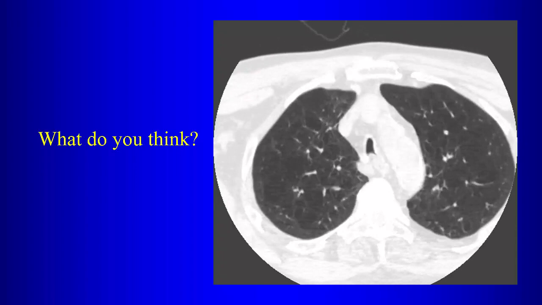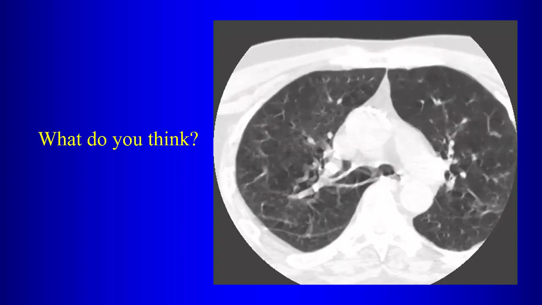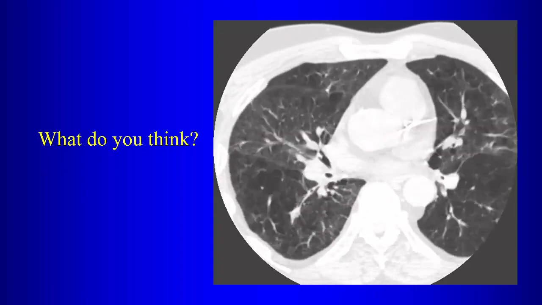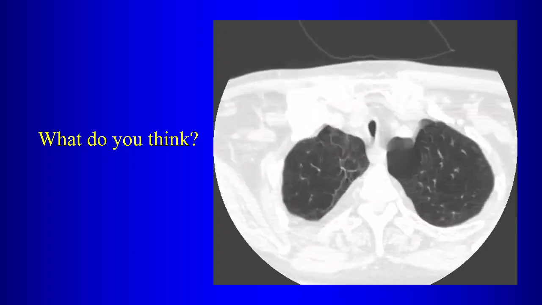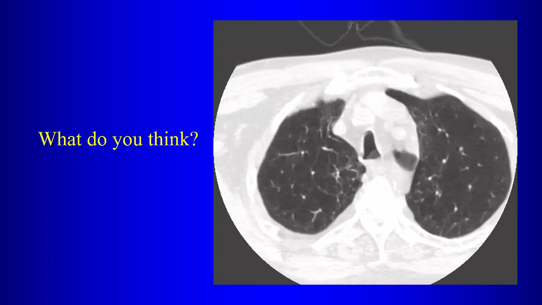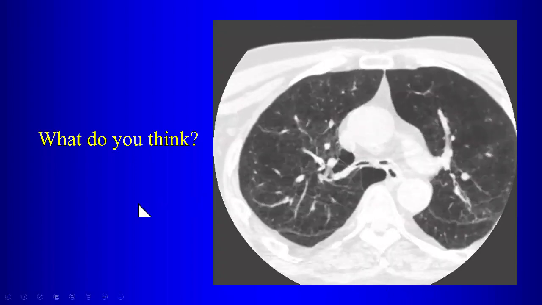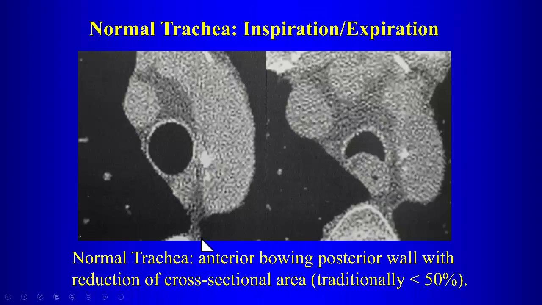But anything that destroys the cartilage, like we saw a case of relapsing polychondritis, anything that destroys the cartilage in the airways causes the airways to become very compliant, so the airways lose their stiffness. And so in expiration, the airways collapse, and that can cause obstruction to the airways in expiration. So we call that tracheal malacia. Normally, in expiration, you get a little bit of bowing of the posterior wall. That's normal, but it should not completely collapse. Remember, that's where you have the membranous portion of the trachea.